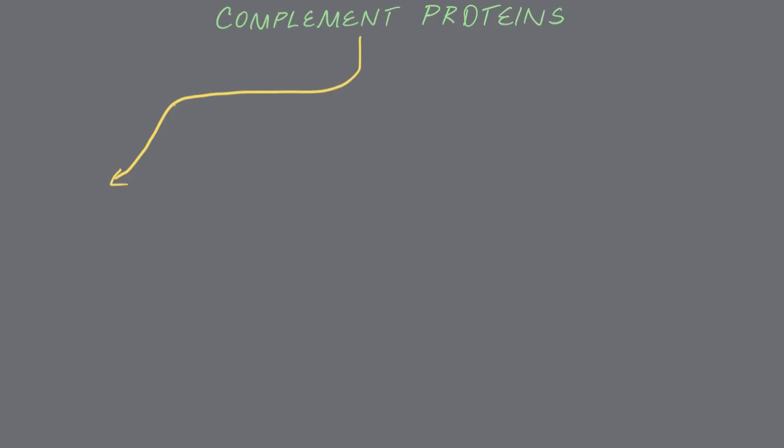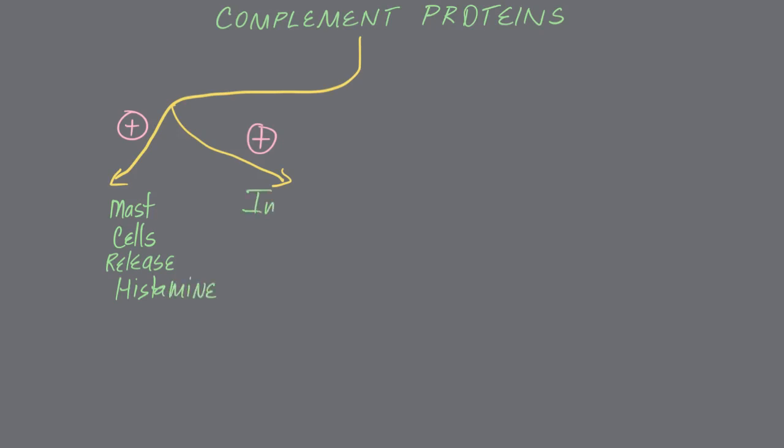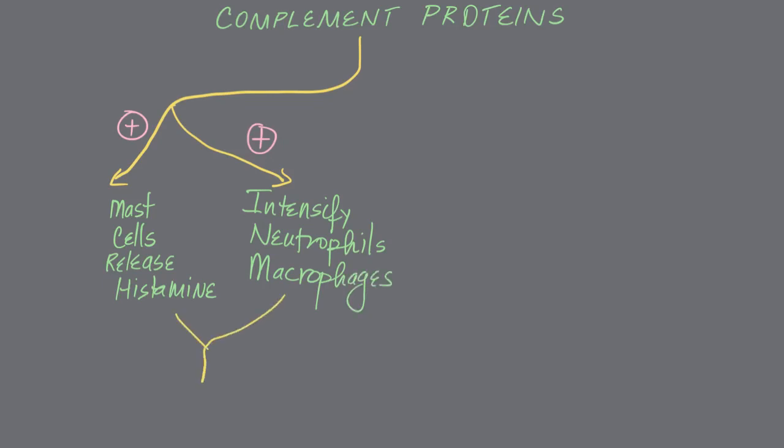So let's take a look at the first function. Complement proteins help to enhance inflammation. As we know, inflammation is made possible by mast cells that release histamine and make capillaries leaky. And they also depend on neutrophils and macrophages that kill the bacteria. So the complement proteins stimulate the mast cells and intensify the action of neutrophils and macrophages. Together, they enhance the process of inflammation.